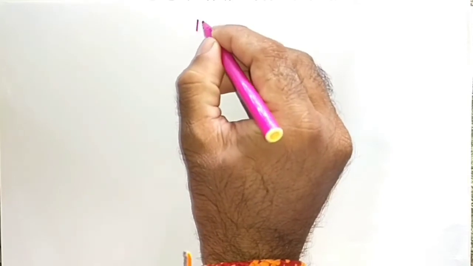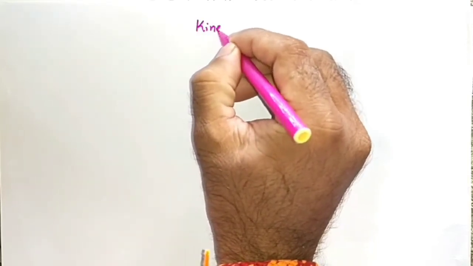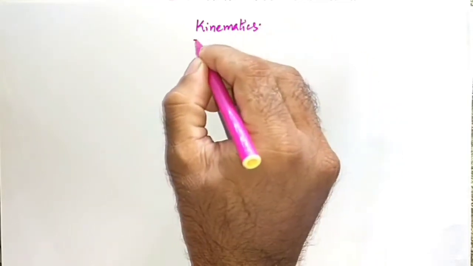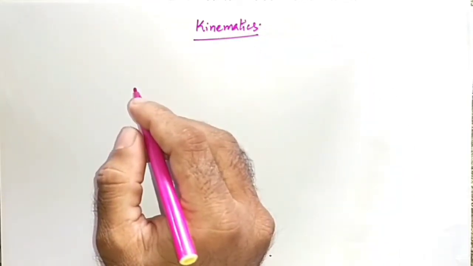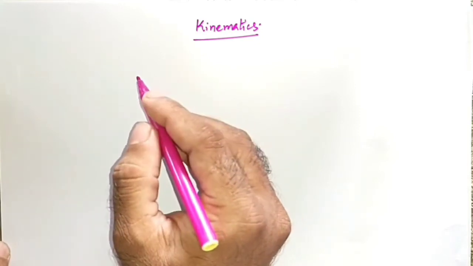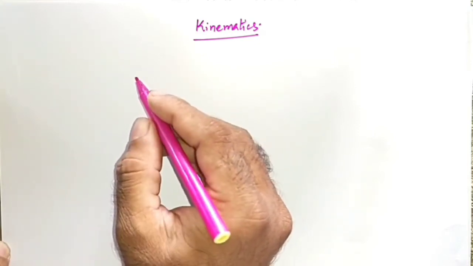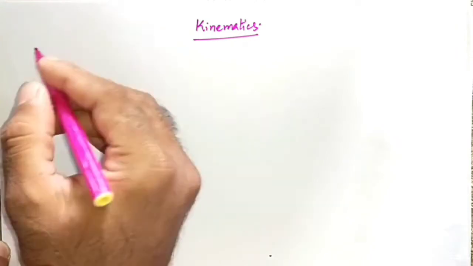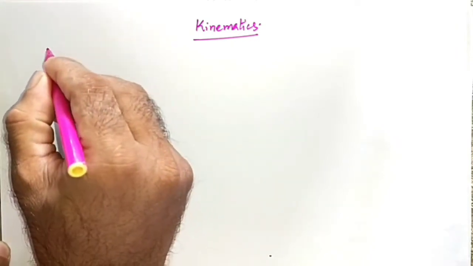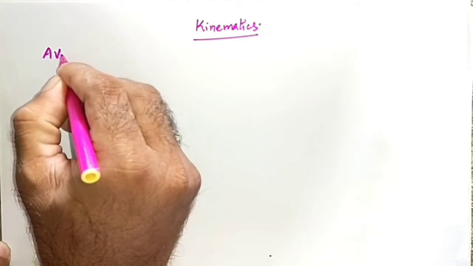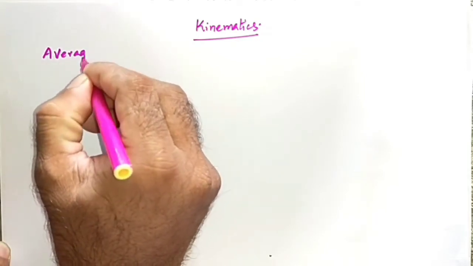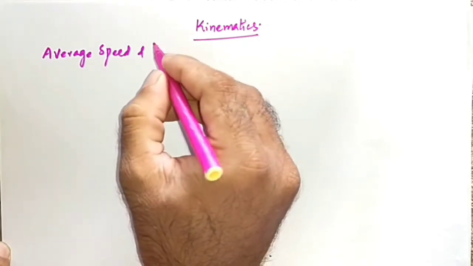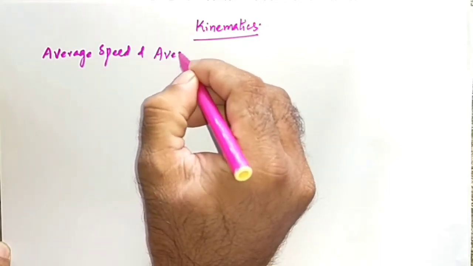So what is our topic? Yes, our topic is kinematics, right? Previously we have discussed speed and velocity, the introduction to speed and velocity. Today we are going to learn about average speed and average velocity. What is that? Average speed and average velocity.